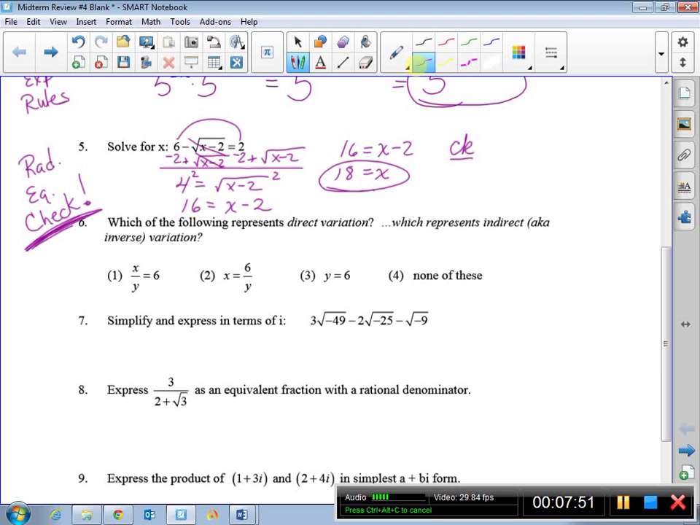Especially check these. 6 minus the square root of 18 minus 2. We're checking if it equals 2. 6 minus the square root of 16 is 6 minus 4, and that is 2. So we're good. Check works. We're going to keep our answer. All right.